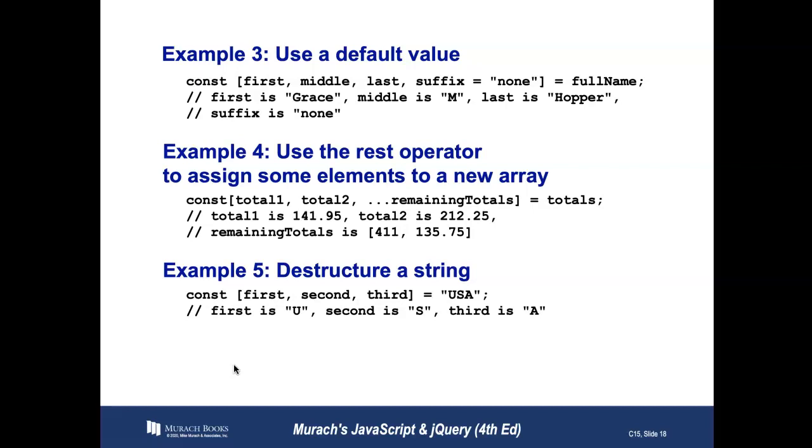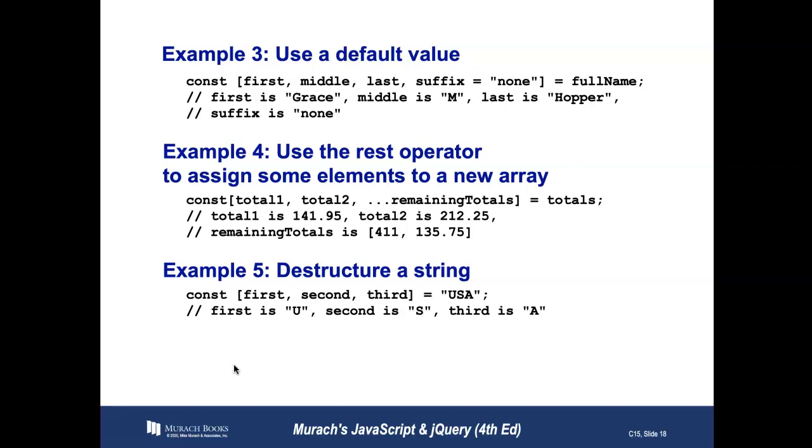In example 4, we're using the rest operator to assign some elements to a new array. So I've got total1, total2, and the rest operator, remainingTotals. So what happens there? Well, the total1 is 141.95, total2 is 212.25. The remaining totals are the rest of them. So the rest operator will assign elements to that new array. Remember the totals had 4. The 4 were 141.95, 212.25, and then the third and fourth elements of the array were 411, 135.75.